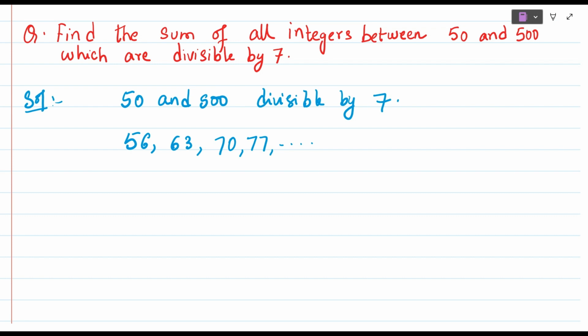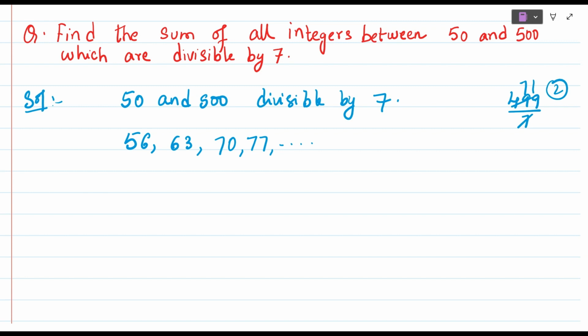Here they are asking up to 500. So what is the number before 500? 499. Let us check whether this is divisible by 7 or not. 7 sevens are 49 and 7 ones are 7. What is the difference? 2 is the difference. So division is not possible here.